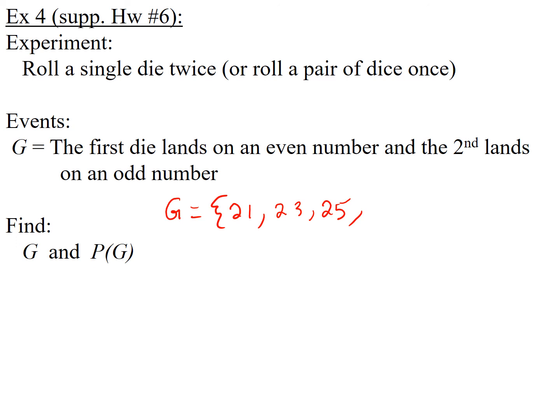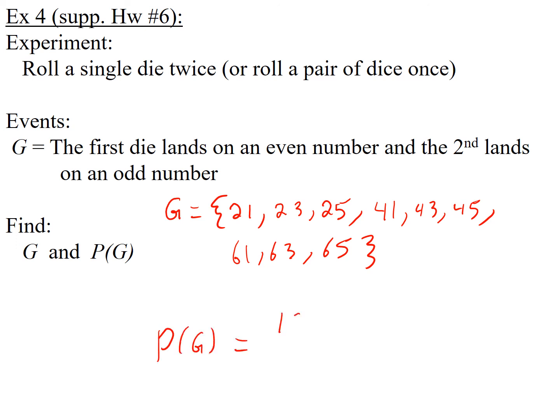Okay, then I guess if it's not going to start with a 2 and it starts with an even, then it's going to have to start with 4. So we have 4, 1, 4, 3, 4, 5. And then the ones that start with a 6, I suppose, 6, 1, 6, 3, 6, 5. And that is the end of the story there. Those are all the outcomes where the first one lands on even, second one lands on odd. All right, and let's find the probability of that. It's absolute value of G over absolute value of S. If you count how many things are in G, it looks like 9 for this one, and 36 total. Yeah, that's how that goes.